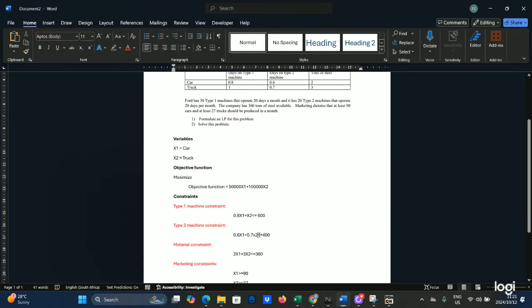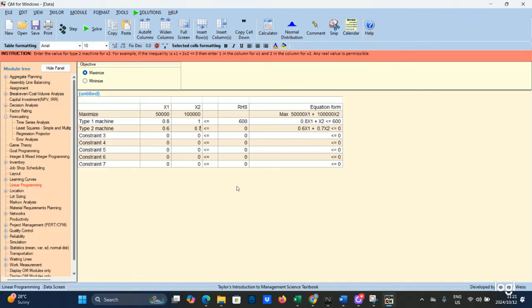Now the sign was less than or equal to. So come here and verify our sign, which is less than or equal to. If it was greater than or equal to, you can change it here. In this case, it was less than or equal to 400. Now we can verify that our second constraint for the type 2 machine is written correctly.